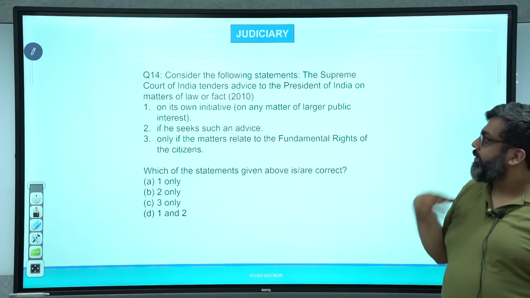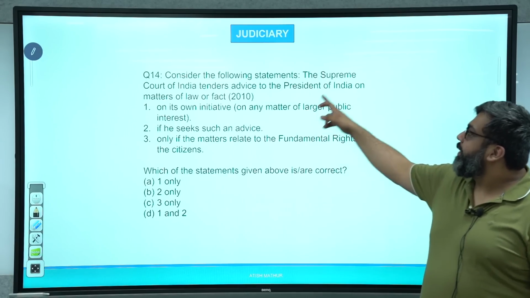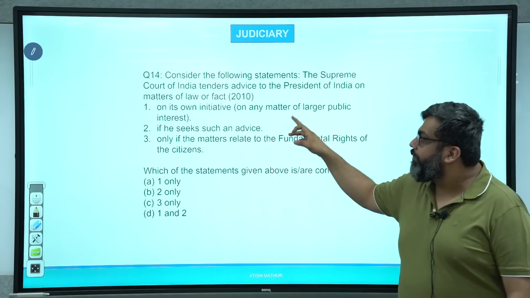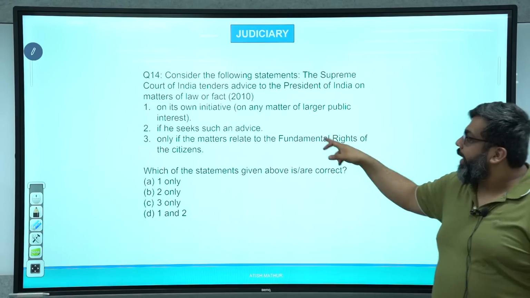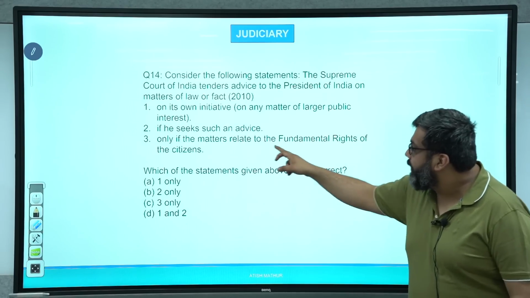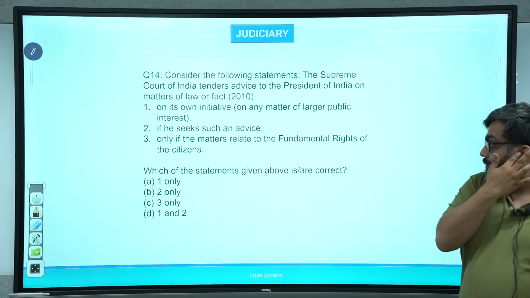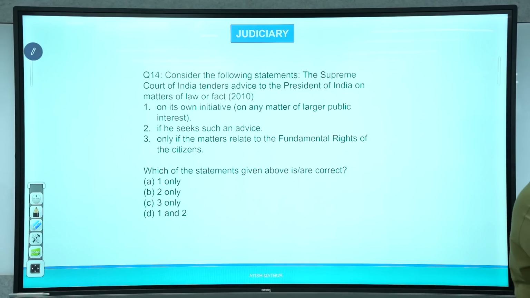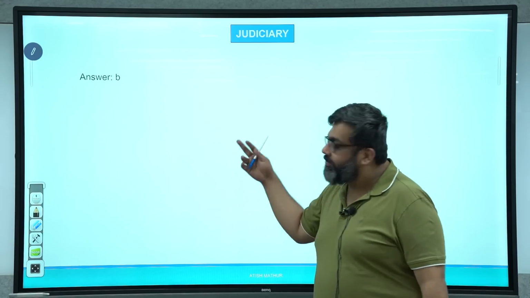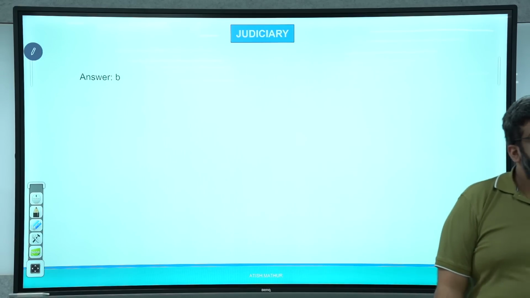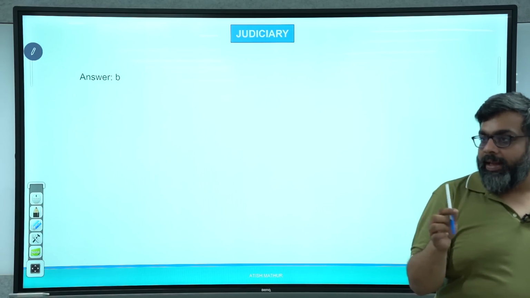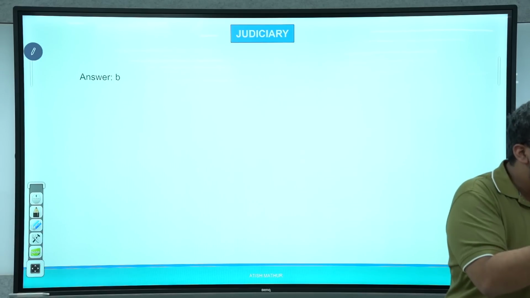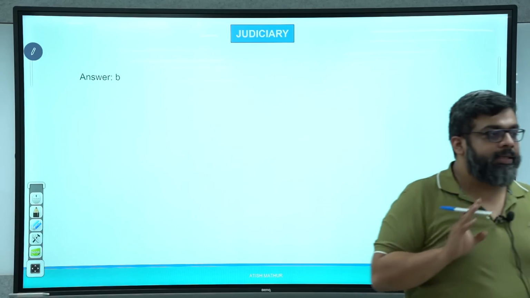ठीक है? Last question. The Supreme Court of India tenders advice to the President on matters of law or fact on its own initiative, if you seek an advice only if the matters relate to fundamental rights of citizen. कानून में क्या लिखा है? पूछेंगे तो बताओगे, अपने मन से सुप्रीम कोर्ट प्रेसिडेंट को फोन नहीं करेगा, हेलो. तो आंसर क्या हुआ? 2 ओनली. बस. तो जुडिशरी में क्या ध्यान रखना है? ये जो हमने आज सीखा, the simplest answer is the correct answer. डन.